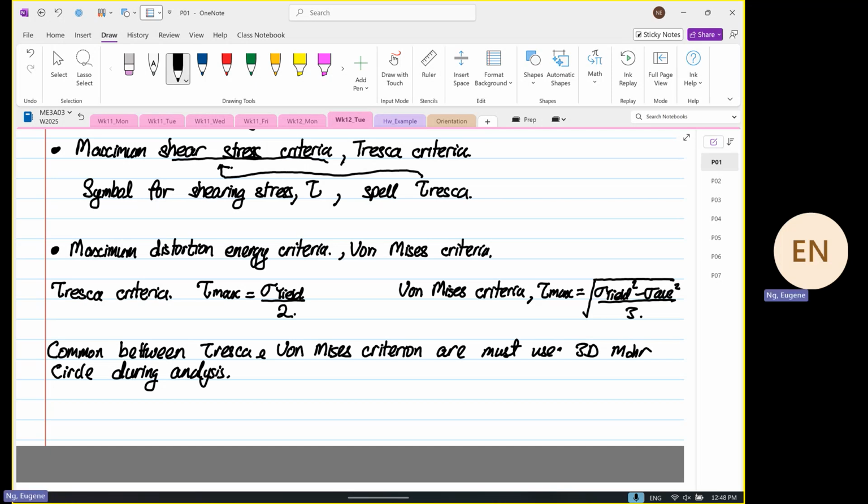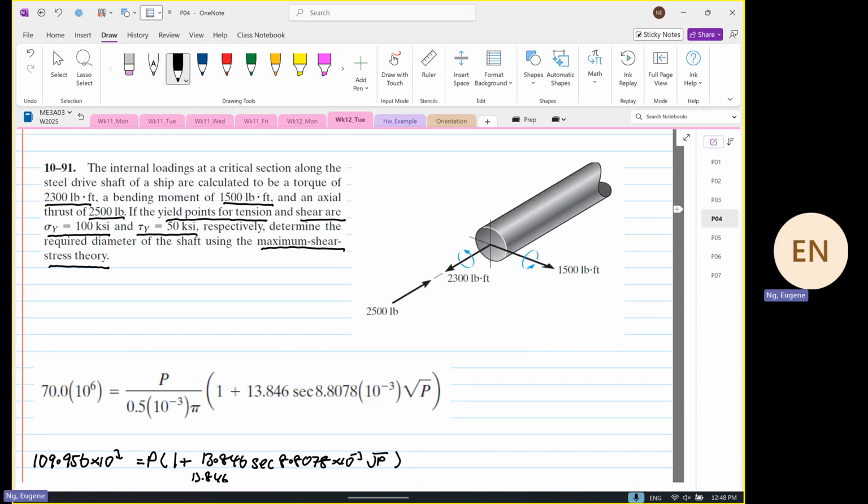Okay, so could you imagine now seeing a problem like this, right? Remember, you need to calculate the stresses on the element, right? Then after calculating stresses on the element, you have to plot 3D Mohr circle. After plotting 3D Mohr circle, then you need to apply the yield criteria. Okay. And all these are based on combined loading.